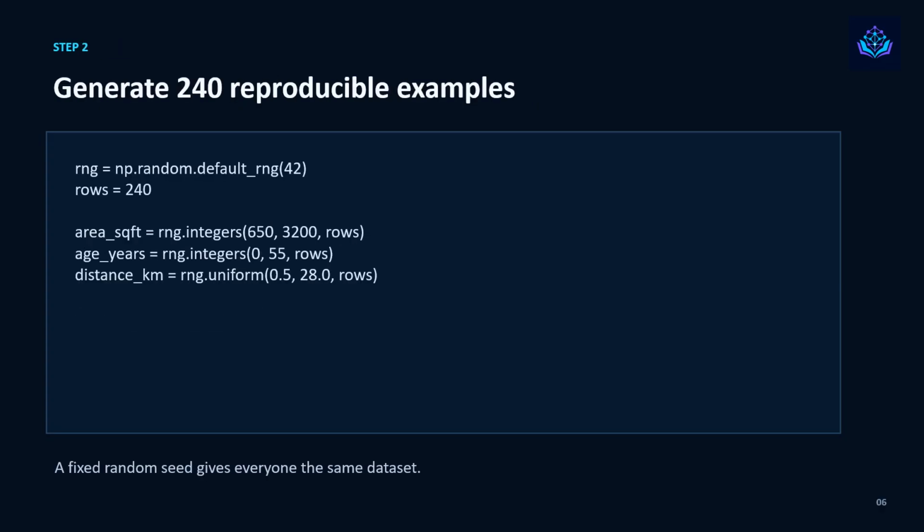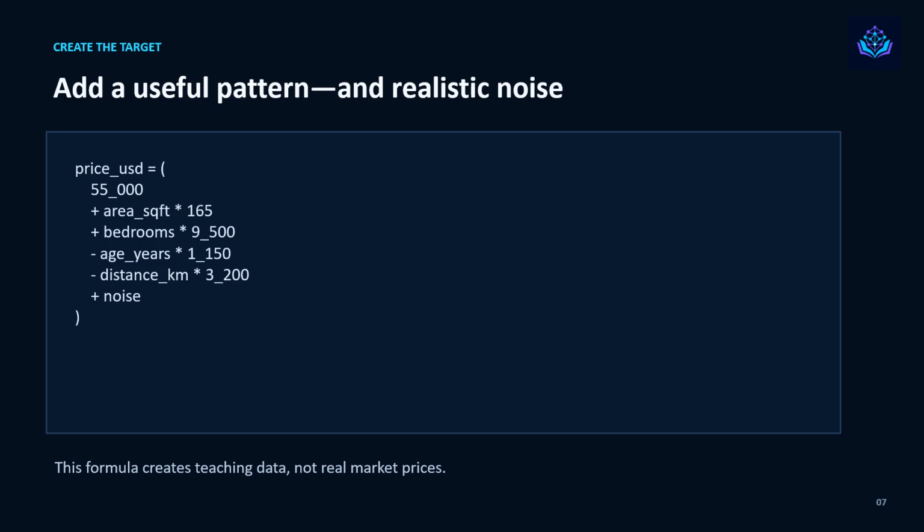Open the data generator. We use NumPy's default random generator with a fixed seed of 42. A fixed seed means the random-looking values are reproducible, so you and I get the same dataset and the same final metrics. We create 240 houses with floor area, bedrooms, age, distance from the city center, and a target price. The synthetic price starts with a base amount.